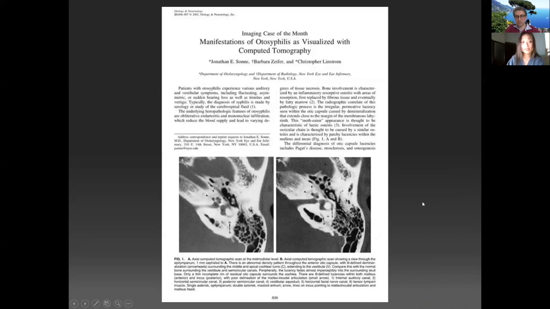So this is a case of otosyphilis, and we don't have so many because this is really not that common, but this is an article where they published the images, and you can see it looks very much like otospongiosis, but the features are that it fades away towards the outside. It's a lytic sort of process, and it can also lead to demineralization of the ossicles.